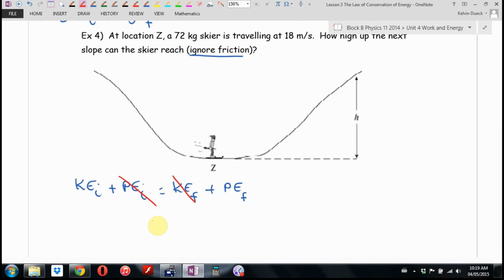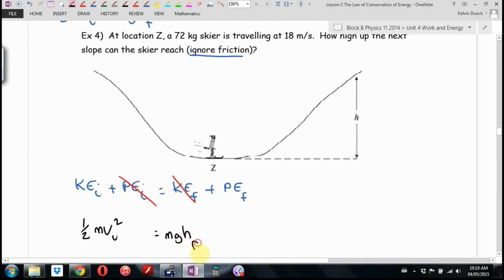So what I end up with is this: a half mv initial squared, because kinetic energy is a half mv squared, and so kinetic energy initial will be a half mv initial squared. That has to equal, do you remember, mgh, and it's final, so it's going to be h final.